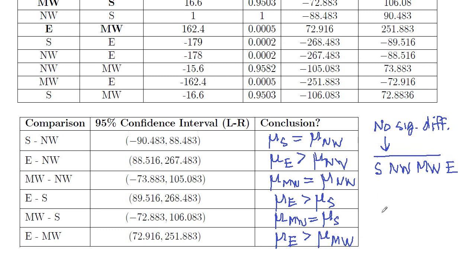So this essentially is saying that statistically, the mean for the South is equal to the mean for the Northwest is equal to the mean for the Midwest, and all of those are less than the mean for the East. So that's what that diagram means.